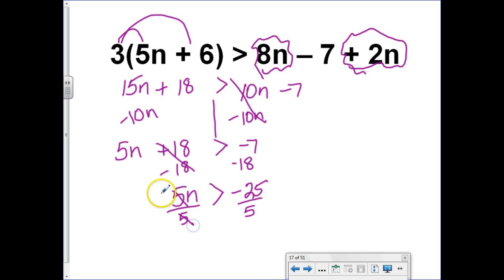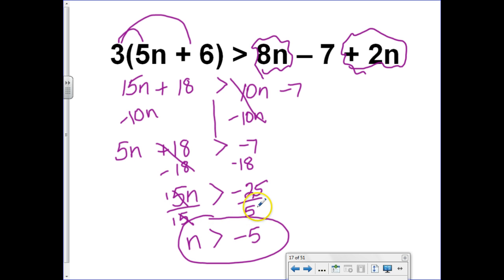5 divided by 5 goes to 1. And I'm exactly where I wanted. n is by itself, or it has a coefficient of positive 1. On this side, I evaluate that to be negative 5. And now you stop and pause and look at this and say, flip or not to flip. In this case, do not flip it. Leave it as a greater than symbol because you are dividing by positive 5. So it stays the same.